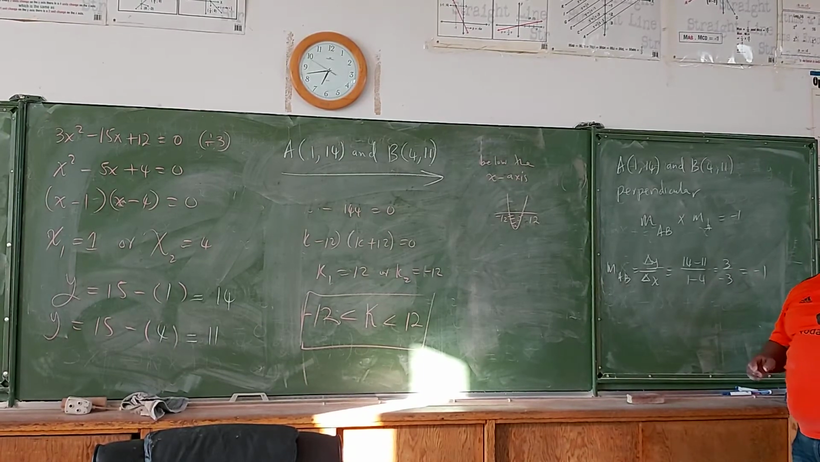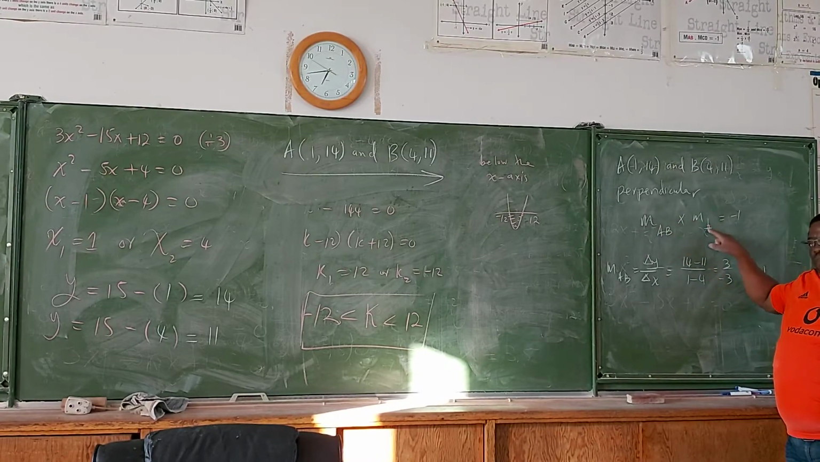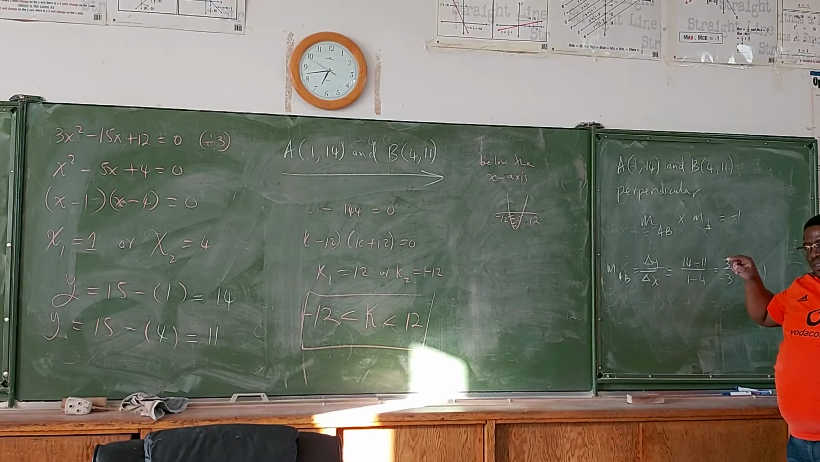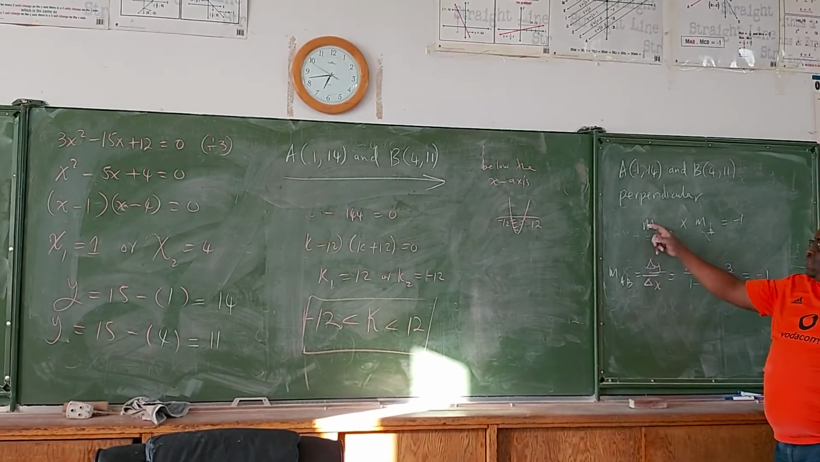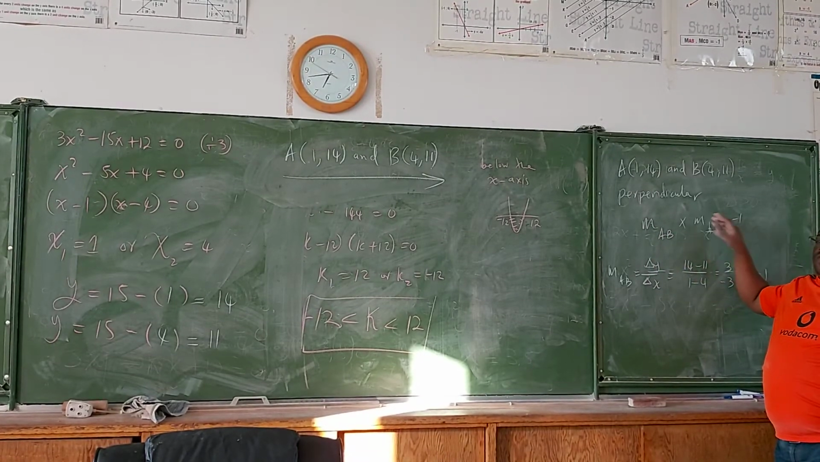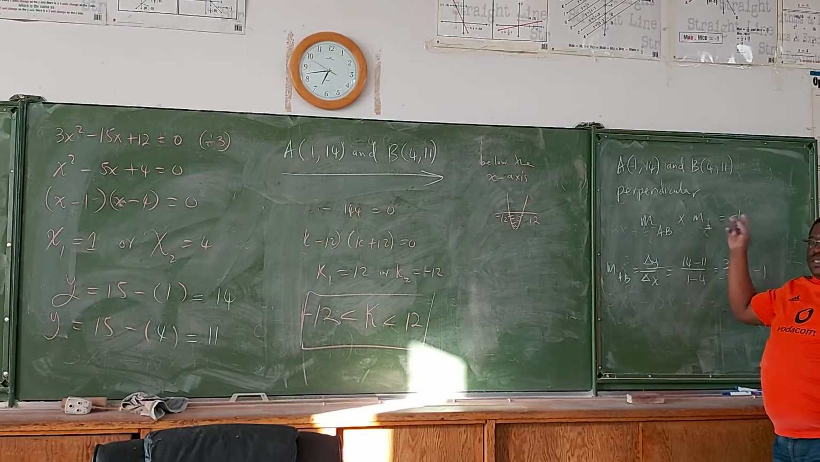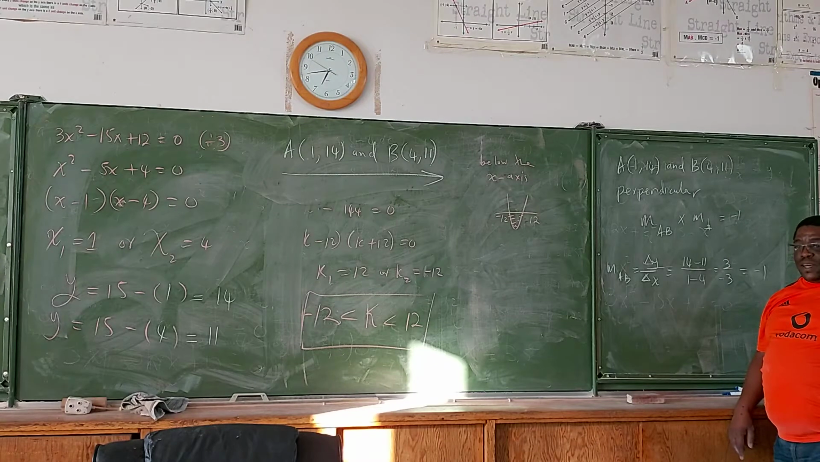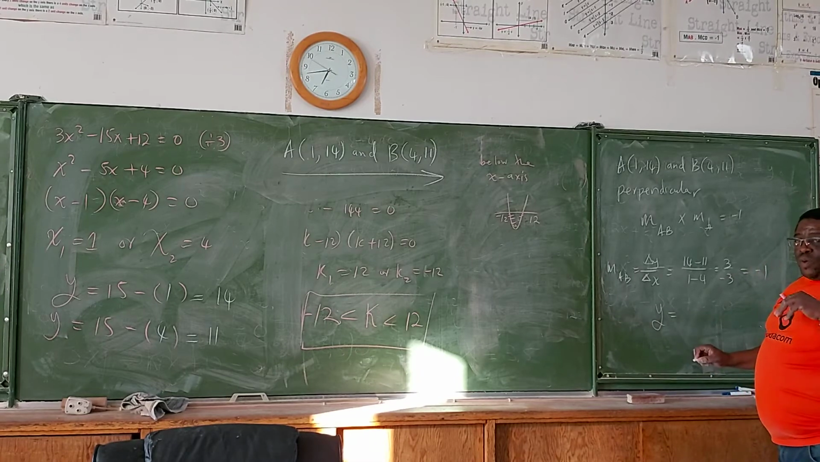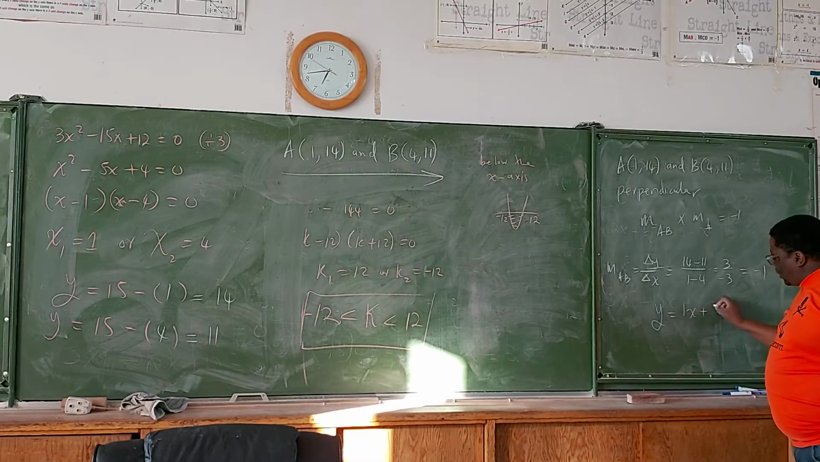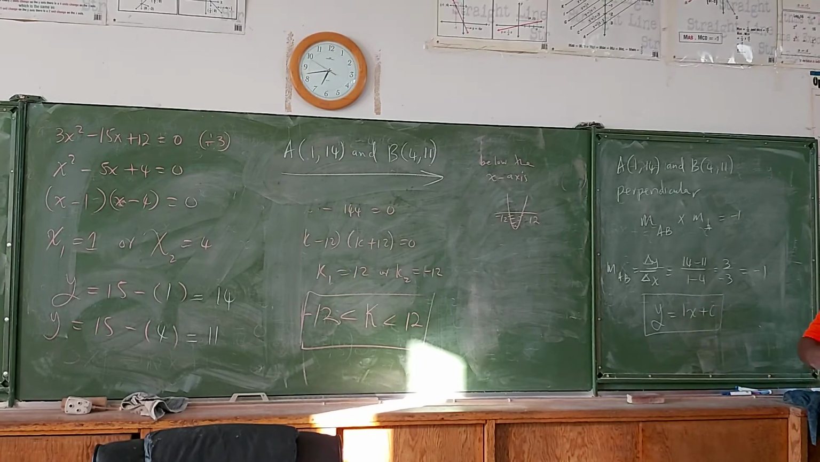So Bradley, if the gradient of AB is negative 1, what would be the gradient of the perpendicular bisector? If the gradient of line AB is negative 1, what is the gradient of the perpendicular bisector of that line? So essentially, negative 1 times what is negative 1? Positive 1. Good. So the equation of the line we're looking for will be 1x plus c. Just x, but I'm putting it there so you can get the idea.